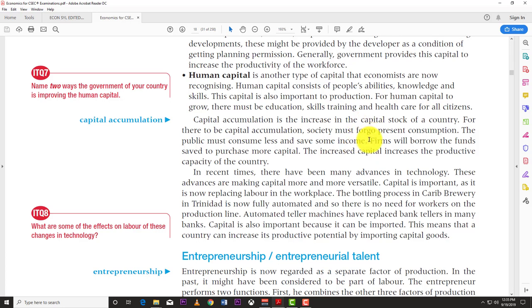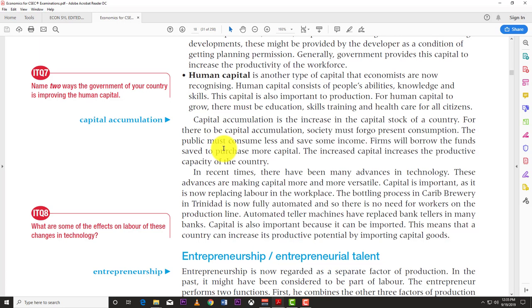So you're investing. Continuing, firms will borrow the funds saved to purchase more capital. So you go to the bank, you borrow some money, so you can purchase more capital. So you go to the bank to purchase a new vehicle. You go to the bank to purchase a new machine, a new oven, a new stove if you're a baker. Okay, so you go to the bank to purchase those equipment you might need to improve your productive capacity. The increased capital increases the productive capacity of the overall country. So that's important, right? Capital accumulation is the investment in capital now so that you can have improved capacity in the future.